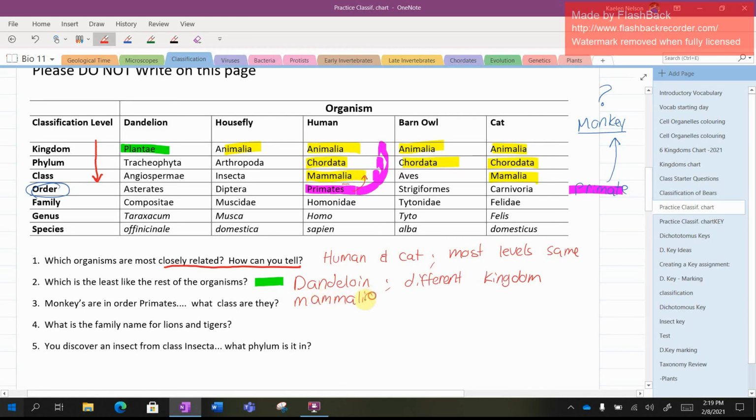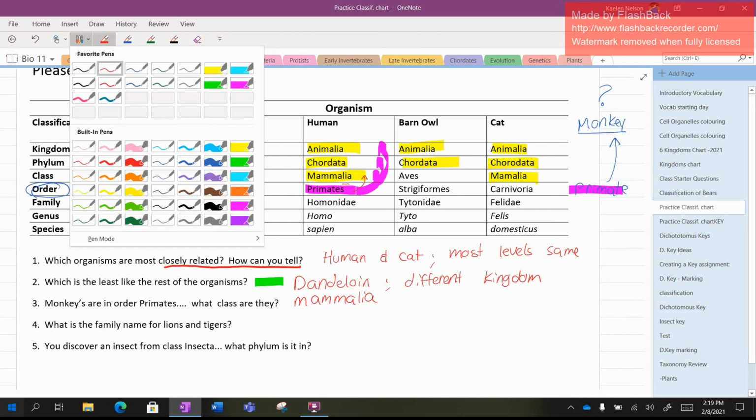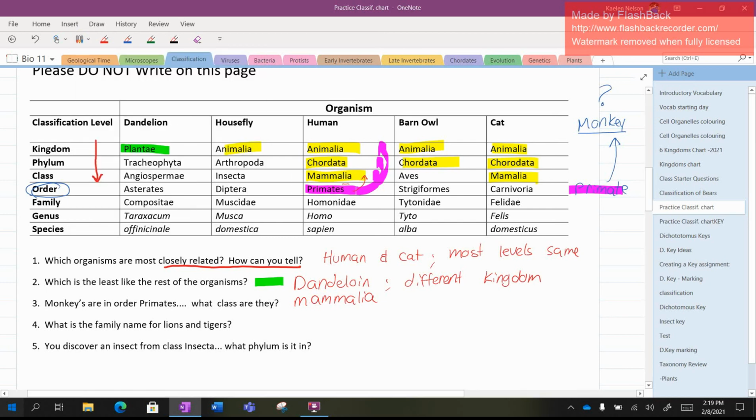So I can read up the column to the least specific, but I can't actually read down the column to more specific. So if you have 2 things the same, everything above them is also the same. The next one, what is the family name for lions and tigers? I don't have any lions and tigers, but I have a cat. So I can go through and find out that the cat family is Felidae.